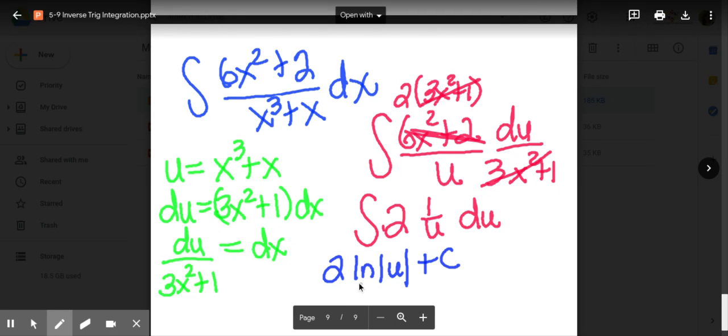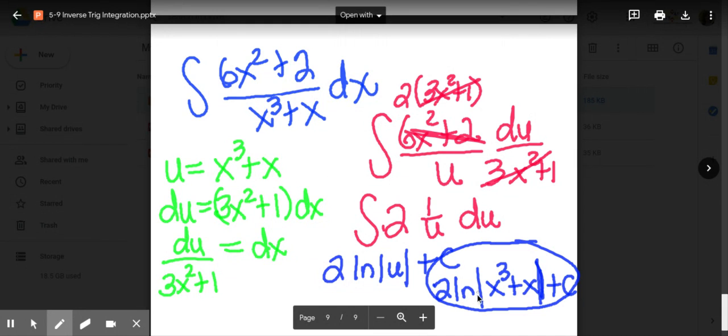So then my final answer would be just subbing in my u. I would want to substitute in place of u, put back the x cubed plus x. So my final answer would be 2 natural log, and in place of u, put x cubed plus x, and then plus c. So that would be my final answer: 2 times natural log of x cubed plus x plus c.